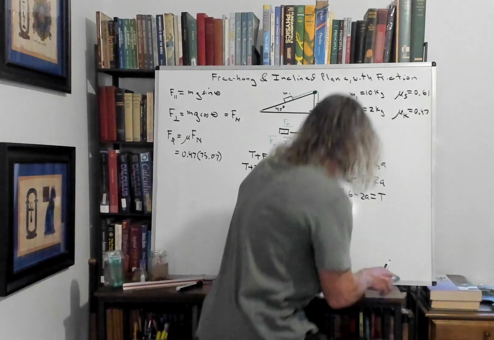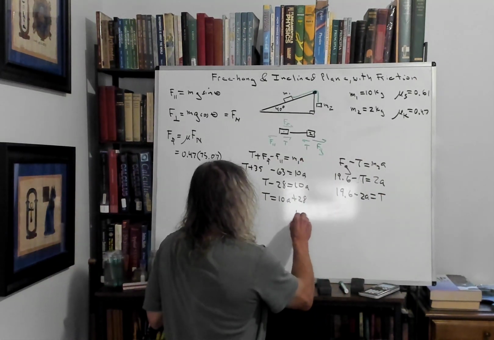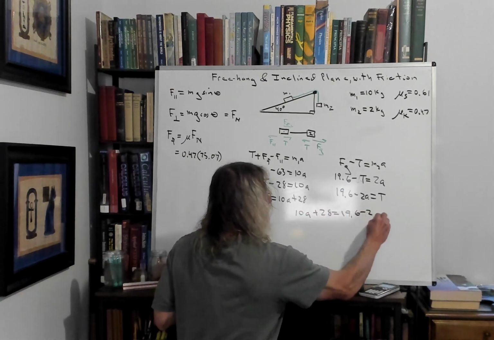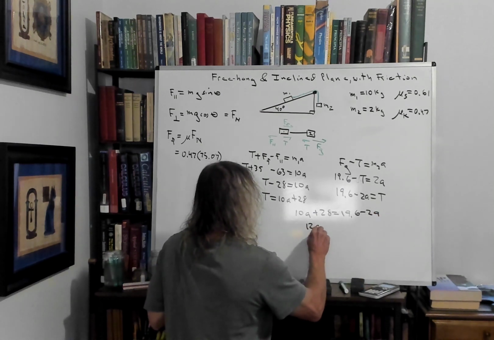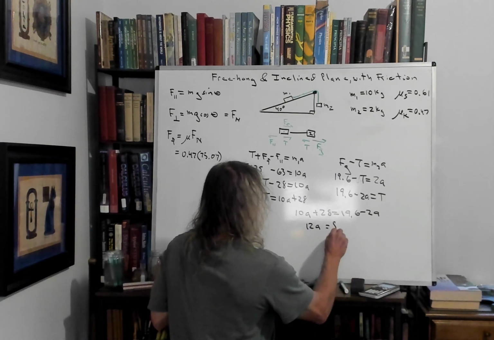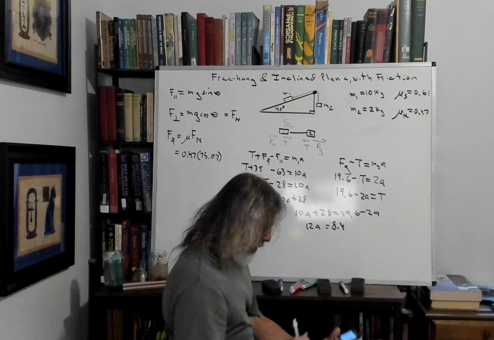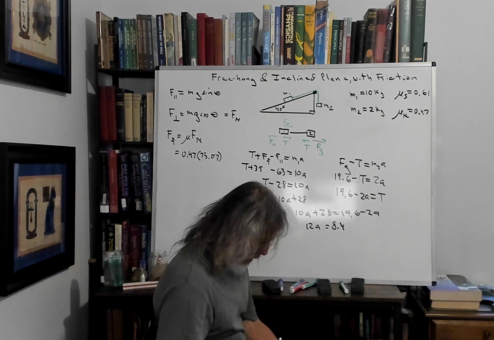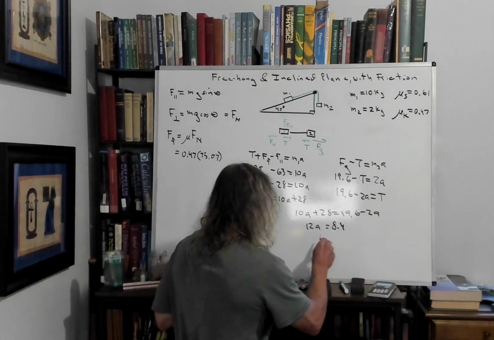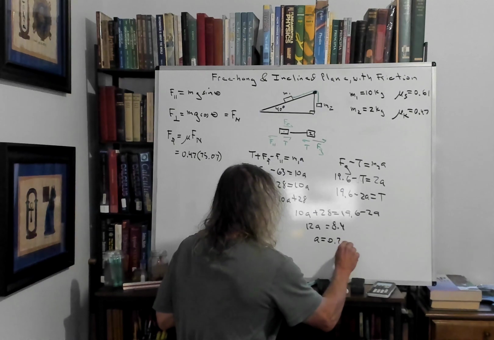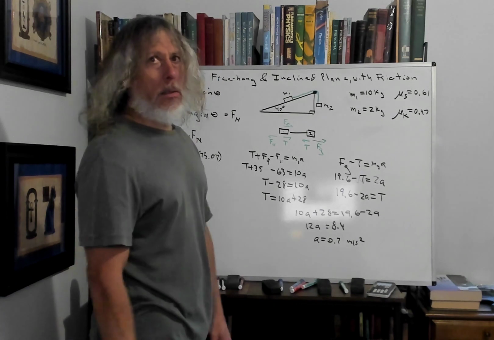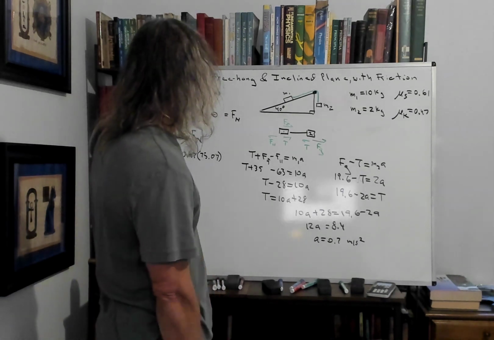So they're equal to each other. So 10A plus 28 equals 19.6 minus 2A. Add 2A, subtract 28, that'd be 8.4. 8.4 over 12 is 0.7. Okay, 7/10 meter per second squared, unless I did some calculator or mental math wrong.